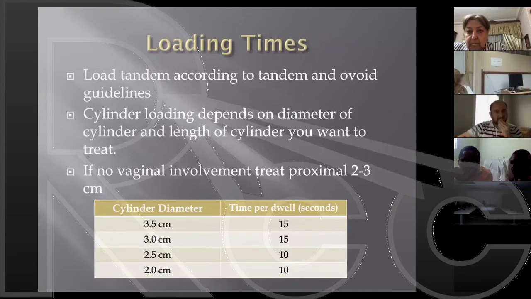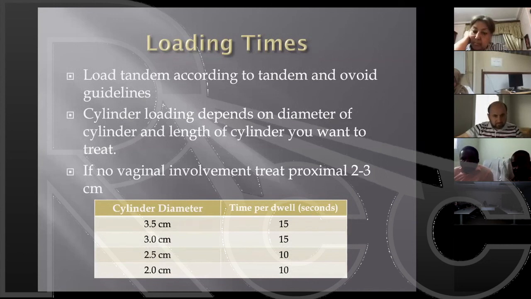So loading times for tandem and cylinder: load the tandem according to what we've talked about with tandem previously. The cylinder loading depends on the diameter of the cylinder and the length of the cylinder that you want to treat. If there's no vaginal involvement, we treat the proximal 2 to 3 centimeters, similar to what you would treat with a ring or ovoid. For a cylinder diameter, these are the dwell times that I use. I don't know if you've given them guidelines for dwell positions within the cylinder, Adam, but we have, at least as a starting point.